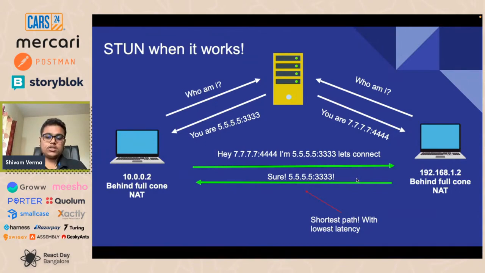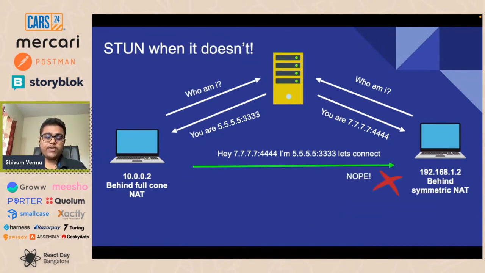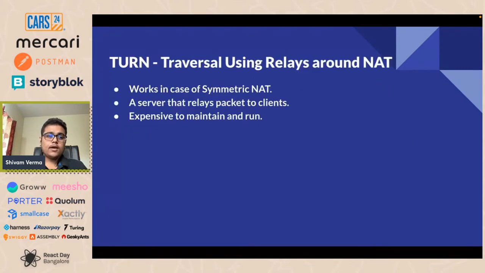And then there is TURN. When does STUN fail? In the case of symmetric NAT, it will fail because symmetric NAT says, I don't know you, I haven't interacted with you before. So symmetric NAT is like the good child, it doesn't talk to strangers. To overcome the symmetric NAT, we have TURN, which is Traversal Using Relays around NAT. It is also a server which relays packets to the client, and all the clients which are behind the symmetric NAT interact via the TURN server only, and it is an expensive server to maintain and run, which needs to be pointed out.